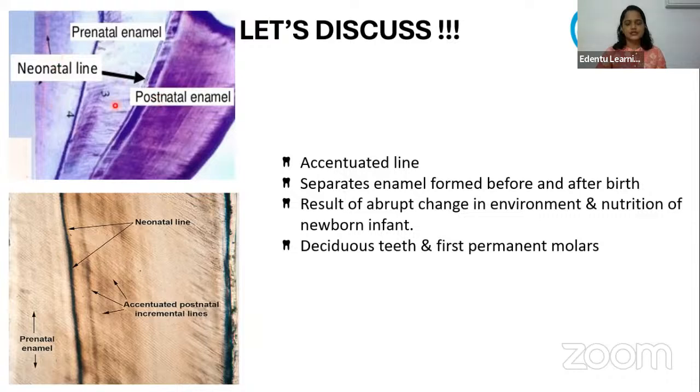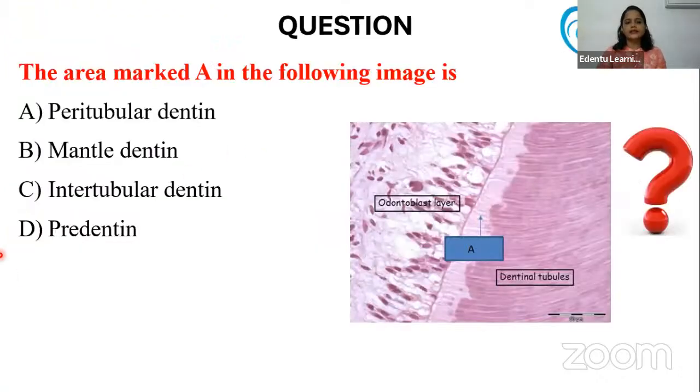Okay, so this is the ground section image of this neonatal line. And it is usually more prominent in case of deciduous teeth and the first permanent molars. Now, the area marked A in the following image. What is this area marked A in this image? Is it peritubular dentine, or is it mantle dentine, or is it intertubular dentine, or is it predentine? Actually, it is predentine.